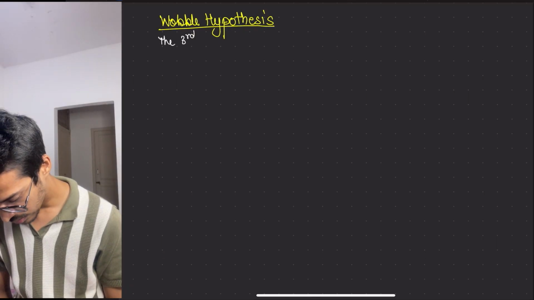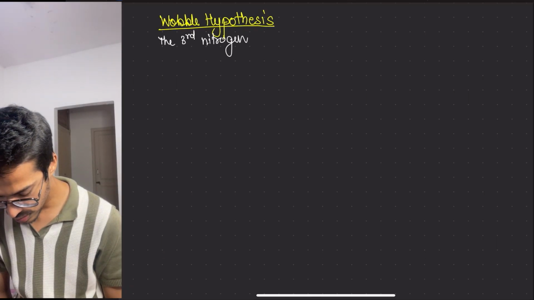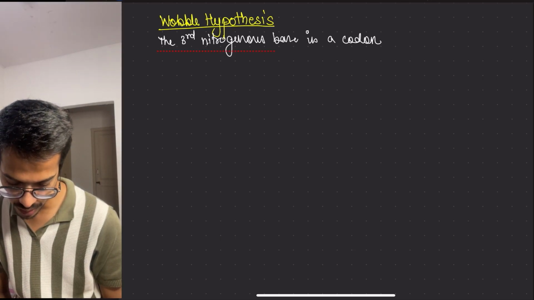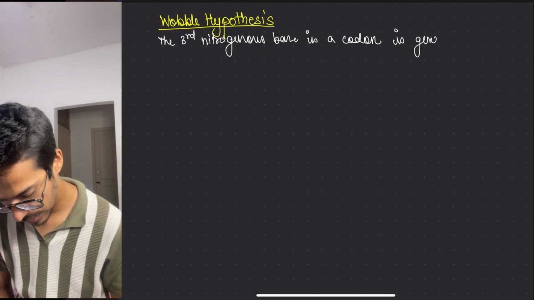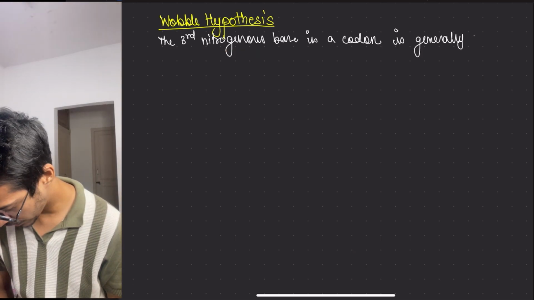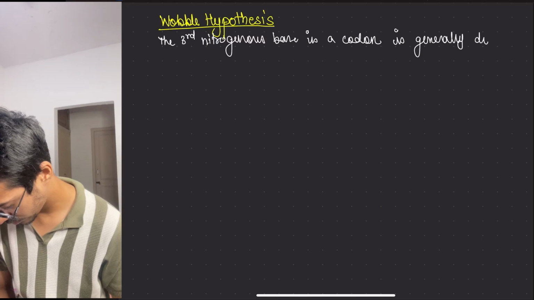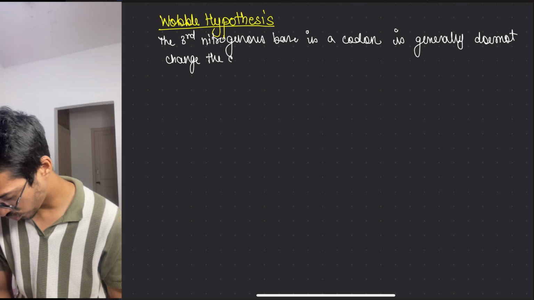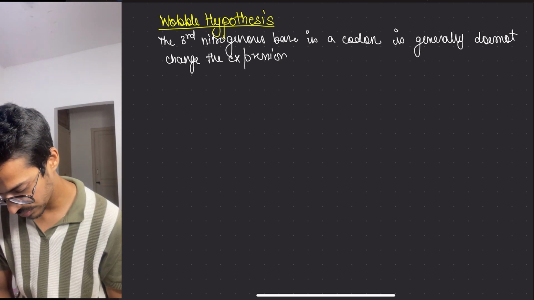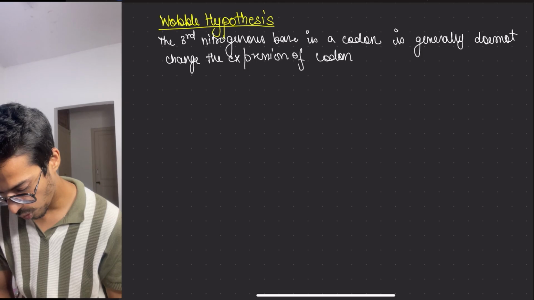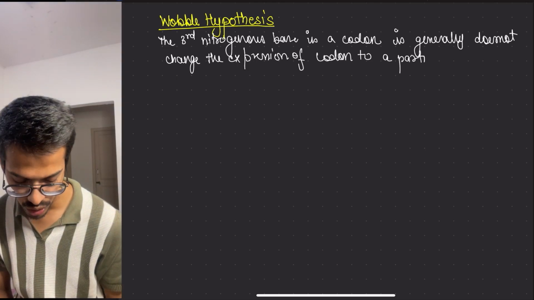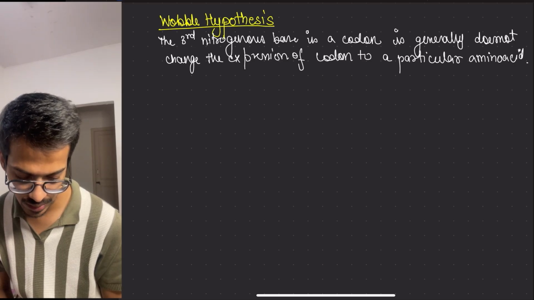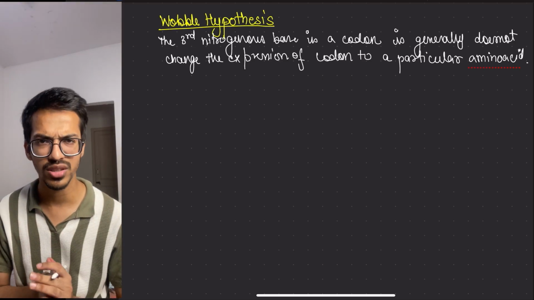Okay, the third nitrogenous base in a codon generally does not change the expression of the codon to a particular amino acid, so it does not make much of a difference.